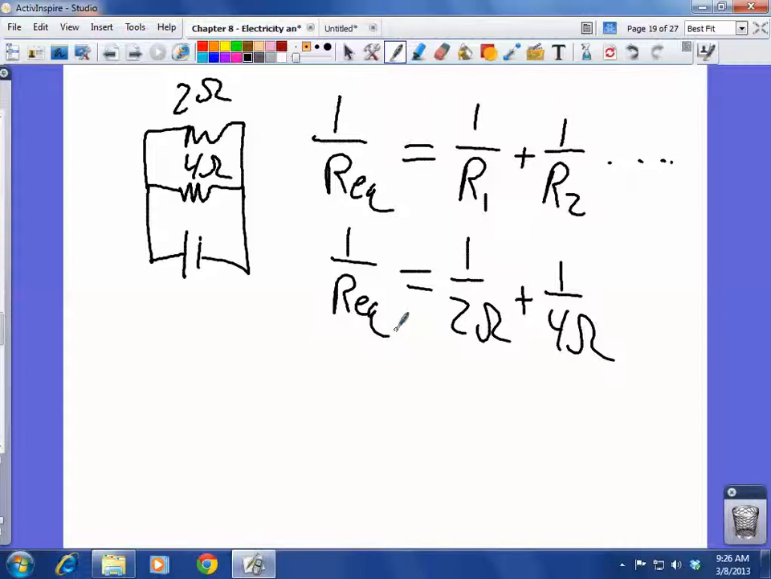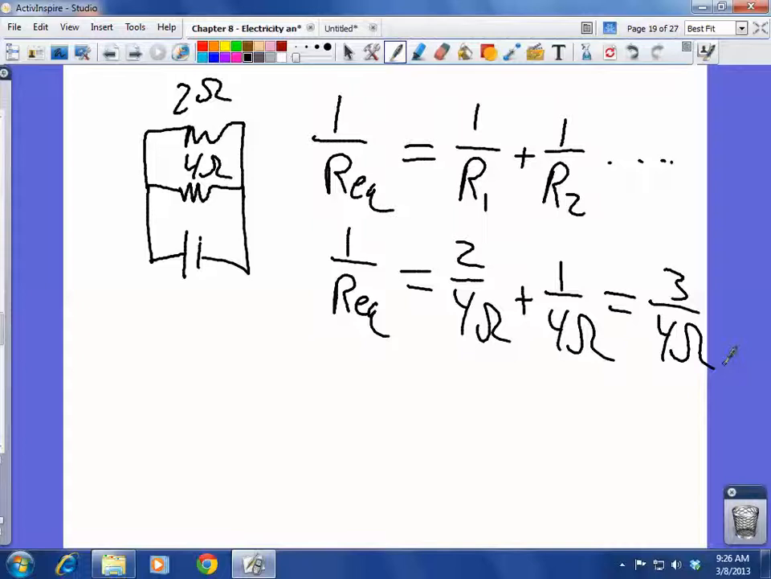What do we need to have to add fractions? Yeah, I have to have our lowest common denominator. So in this case, that's going to be 4. So 1/2 is really just the same thing as 2/4. So if we add these together, we get 3/4 ohms. But now we're not done here.